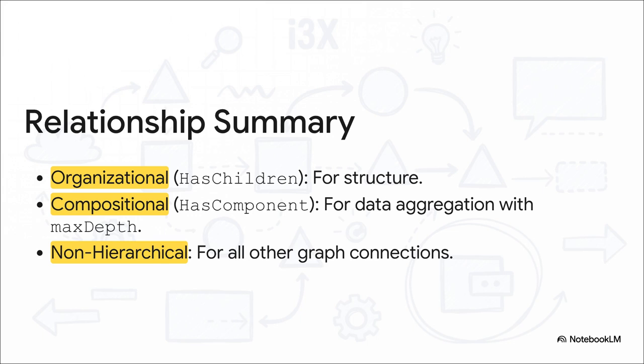So to wrap it all up, you use organizational relationships for structure, compositional ones for data aggregation, and non-hierarchical ones for everything else. It's three fundamental relationship types, all navigated with one consistent query pattern.